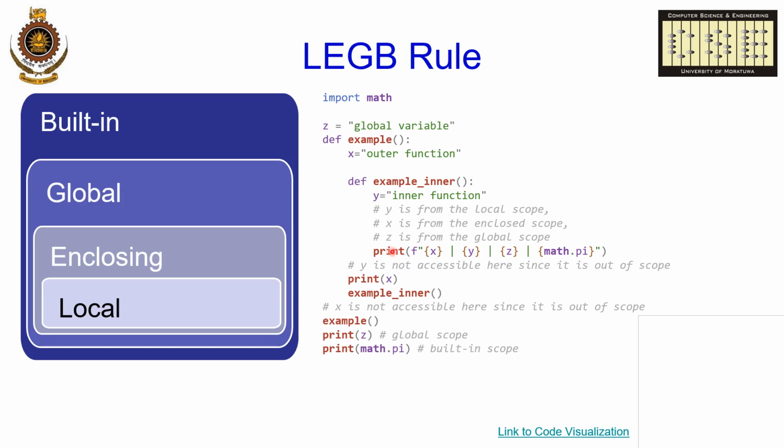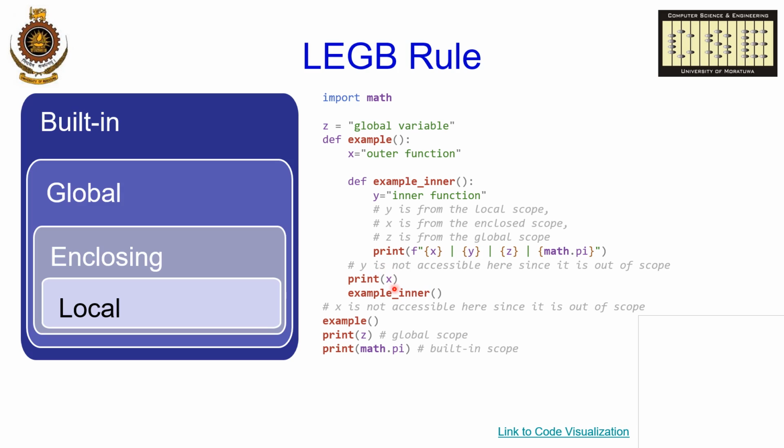If you go up to this line, this can print x, y, z, and math.pi. This is a built-in variable. It has the highest scope, built-in. At this point, x is already defined in the enclosing scope, y is defined locally, z is global, and math.pi is built-in. So it has access to all four, and there will be no problems.